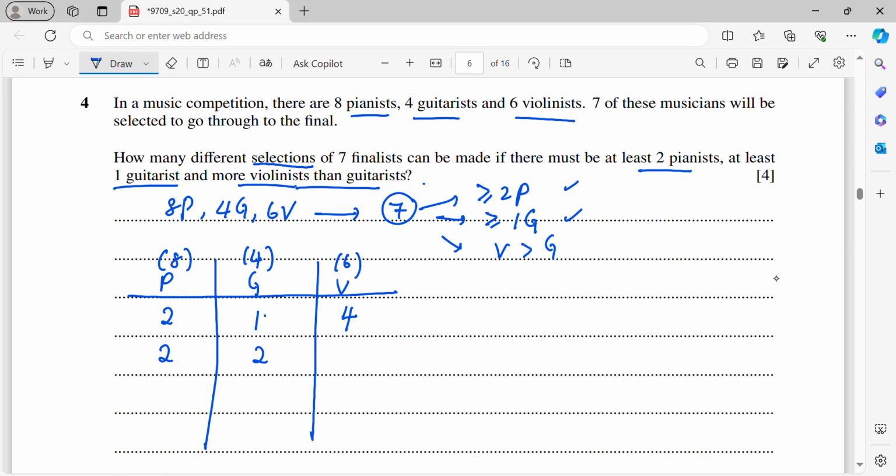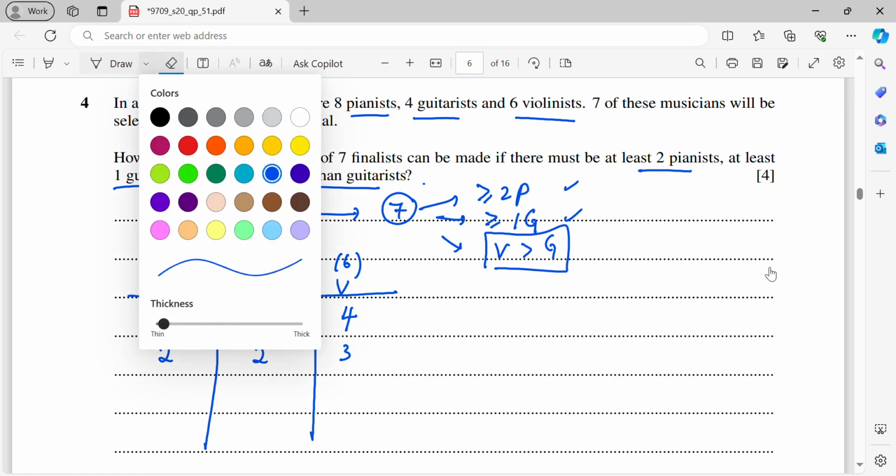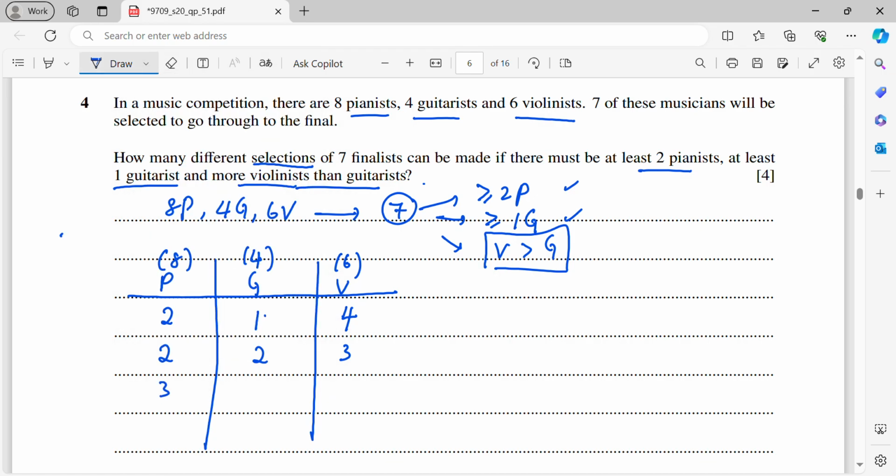So when here is already 4, 2 plus 2 is 4, I need another 3V. And again, V is greater than G. And then followed by, let's say here 2, here 3 is already 5, then the V is 2. V is 2 cannot work because V is less than G. We need to satisfy this, V is greater than G. So I have to erase this combination. Now I will start with 3 for the P. And minimum 1G. So here 1G.